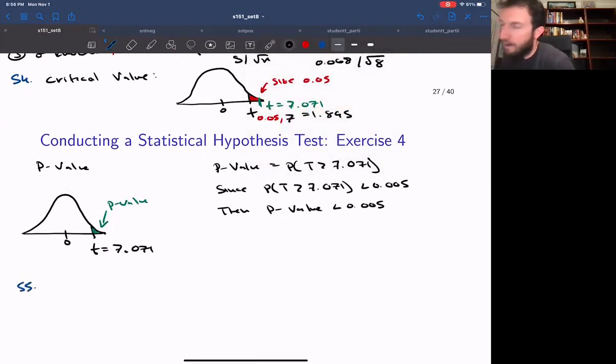Okay, so then on step 5, regardless of the approach we take, we can see that we're going to reject. If we use the critical value approach, we're rejecting because the test statistic is in the rejection region. If we use the p-value approach, we're rejecting because the p-value is smaller than 0.005. Therefore, it has to be smaller than 0.05. So here we would reject H0.